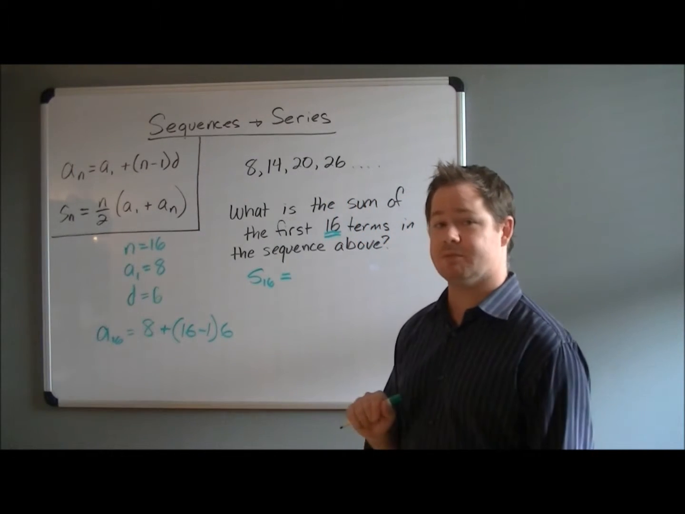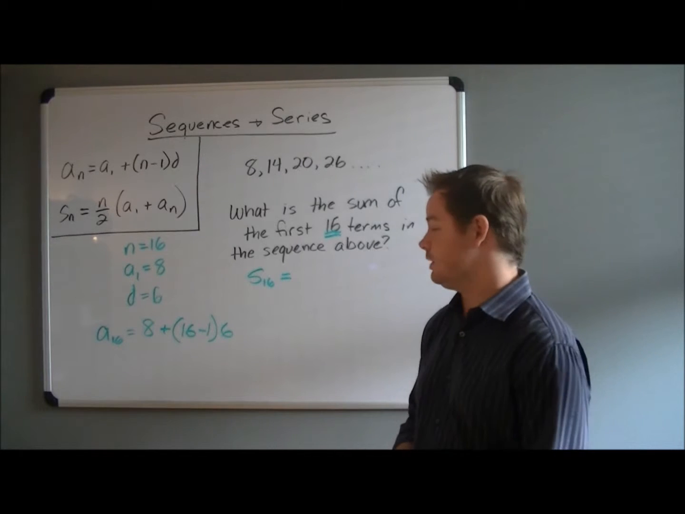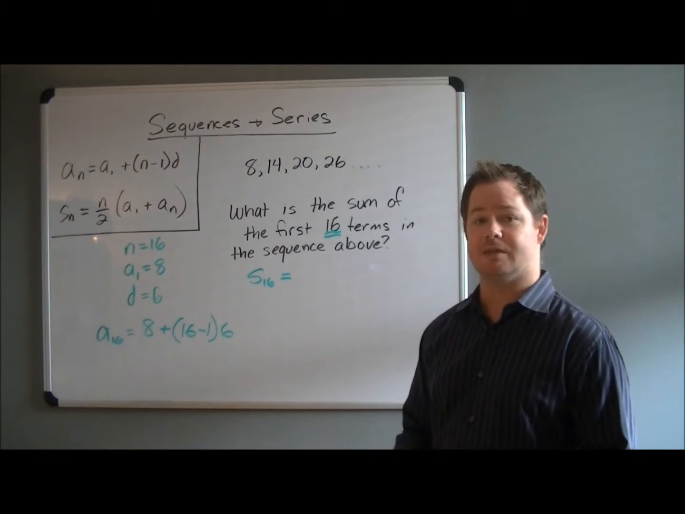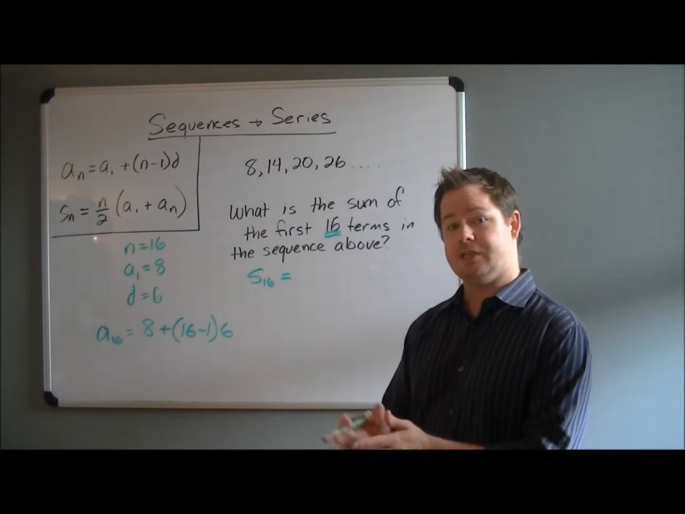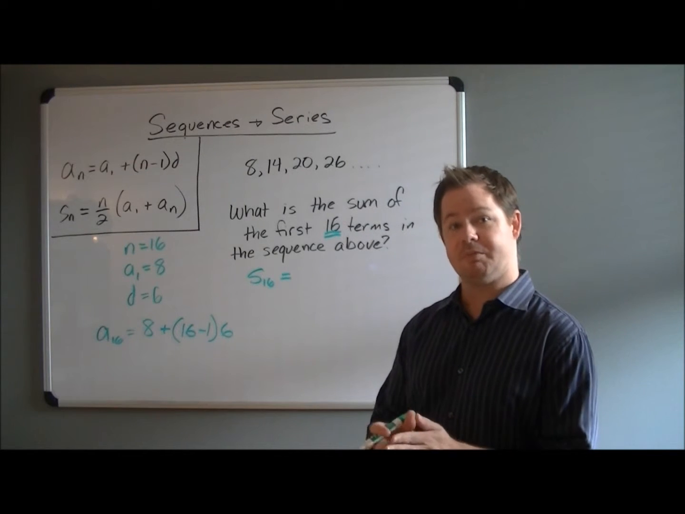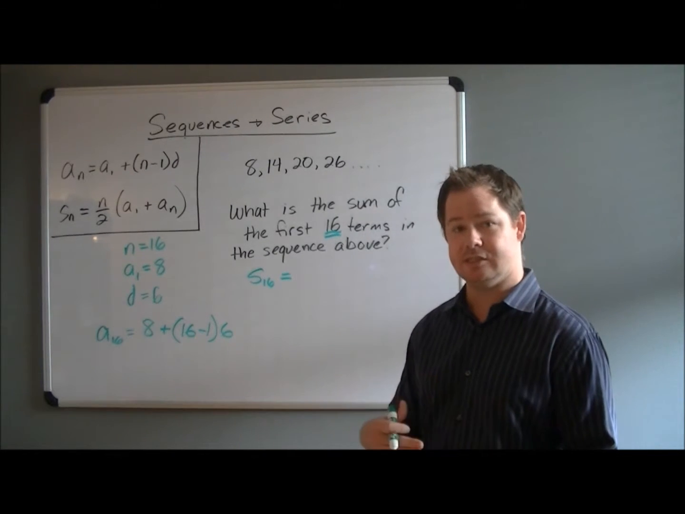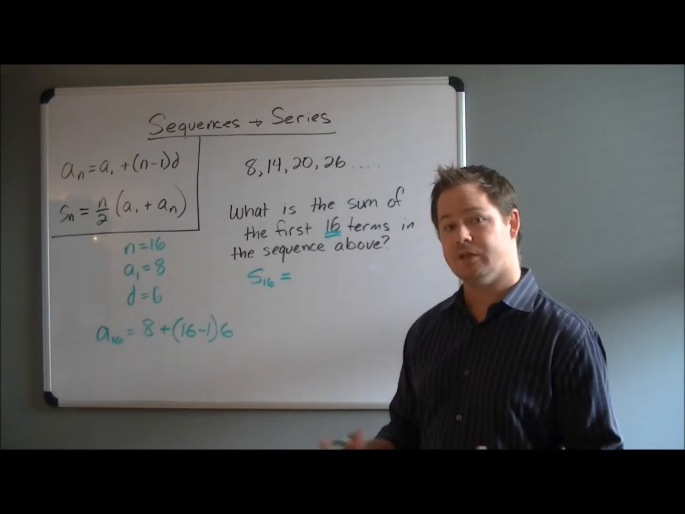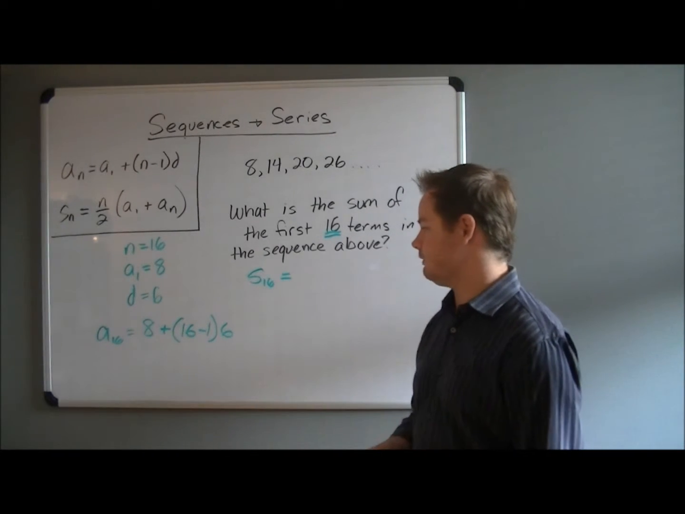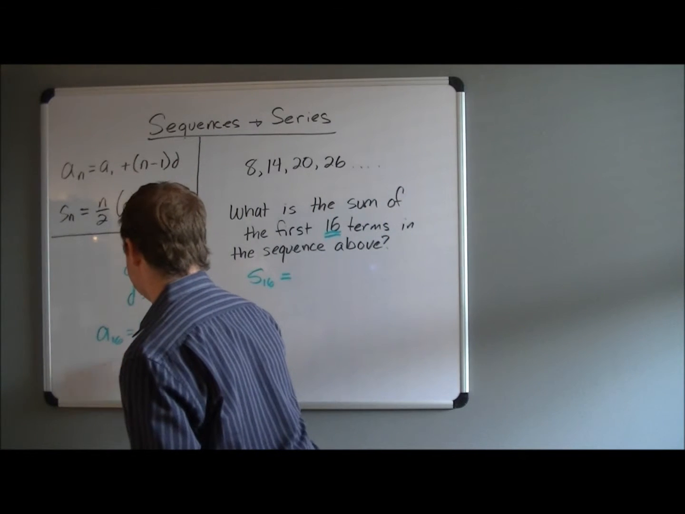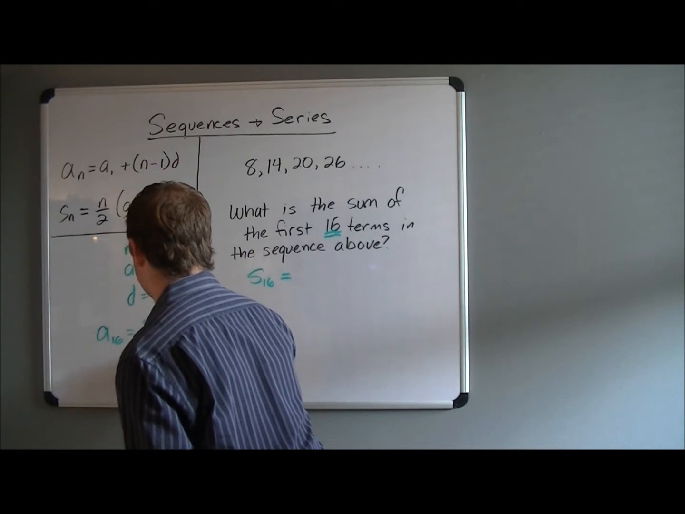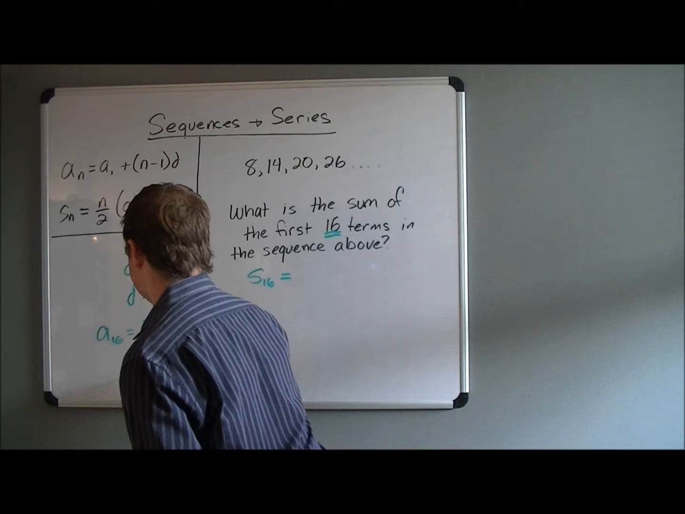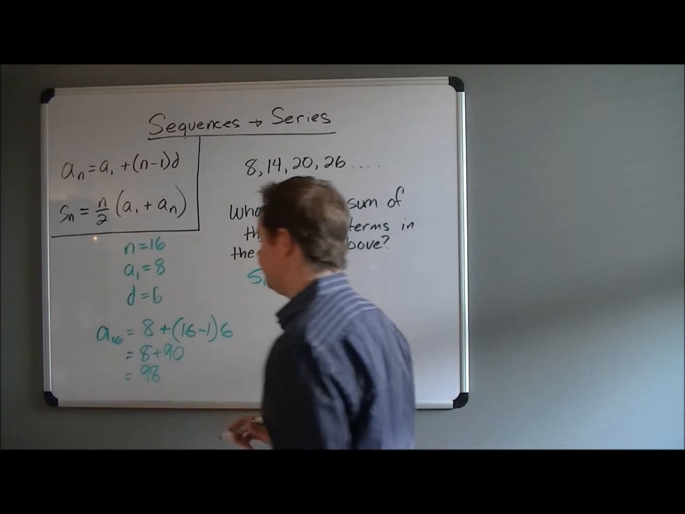A good way to break up terms, just as a little multiplication tip, if you're multiplying a number like 15 times 6, you can break it up. With 15, you can first work with the tens column. You multiply 10 times 6, which is 60. And then you work with the ones column. You multiply 5 times 6, which is 30, and put them together. 60 and 30 would give us 90. So we have 8 plus 90, and that gives us 98 for that 16th term.